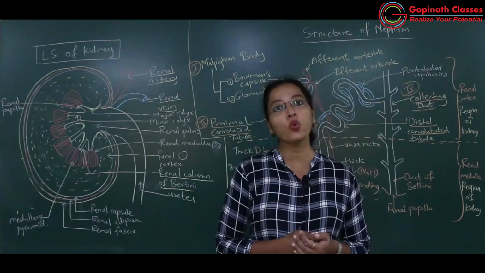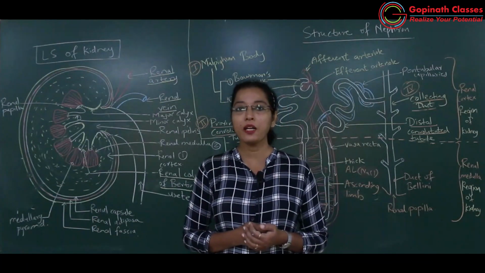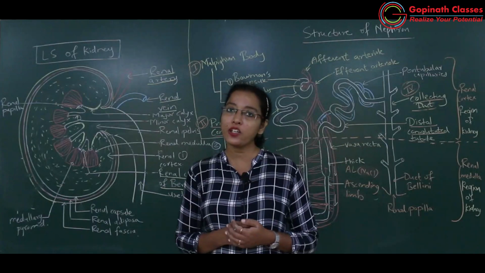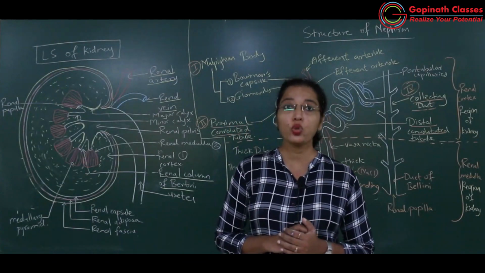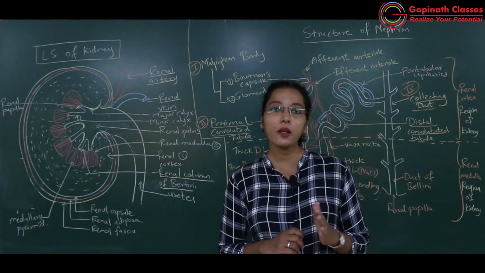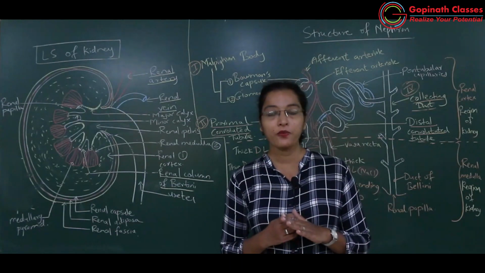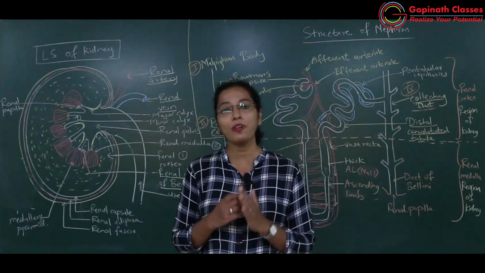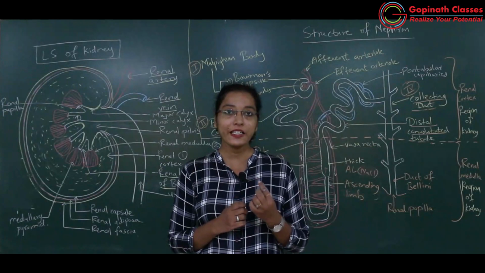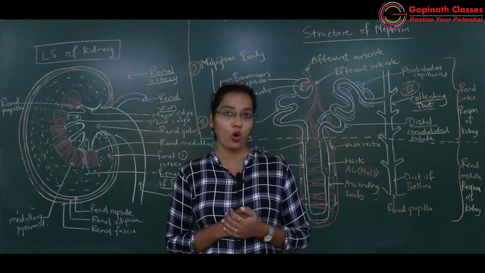Just like neurons cannot divide and multiply, similarly nephrons in the kidney cannot divide and multiply. So their number does not increase after birth; their number can decrease. Got it? So how many nephrons are present in the kidney? One kidney has 1 million nephrons.